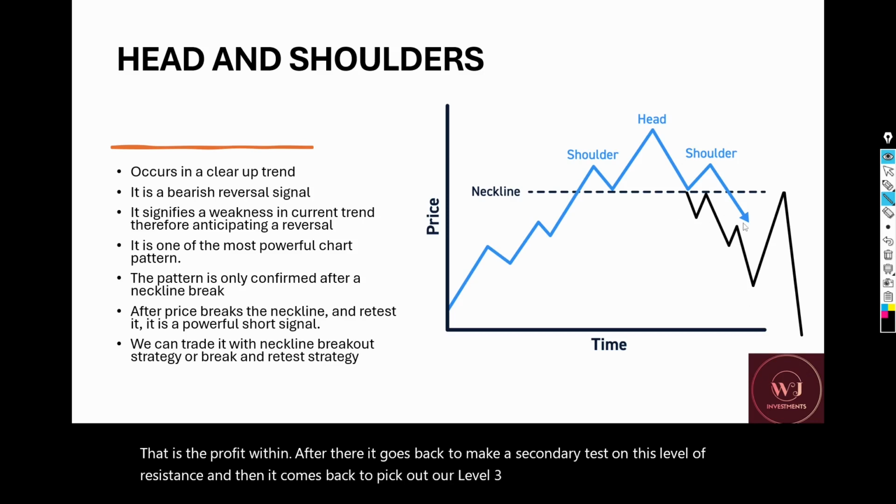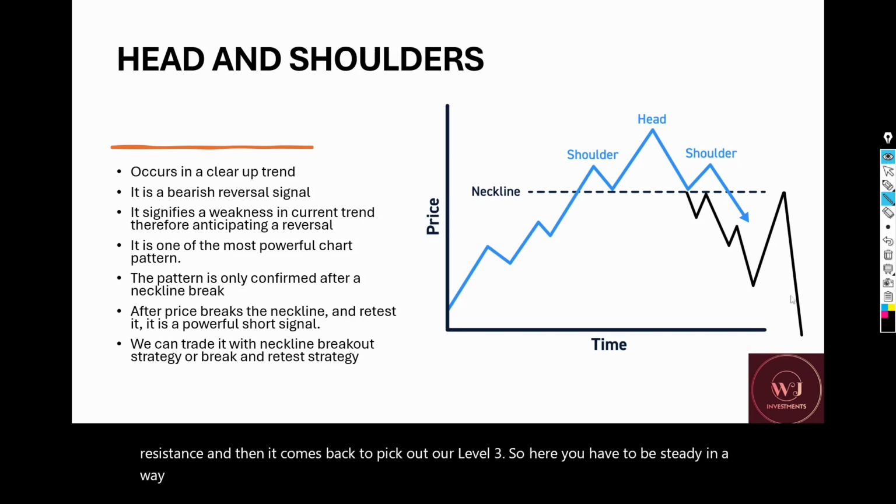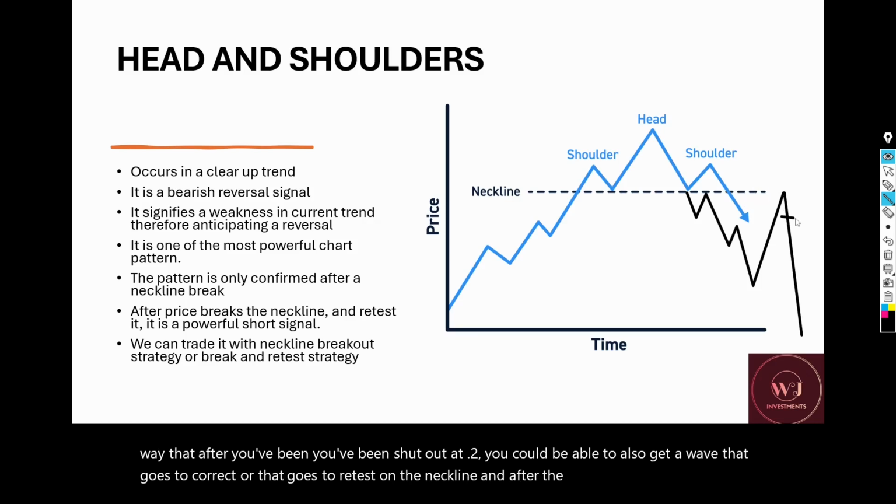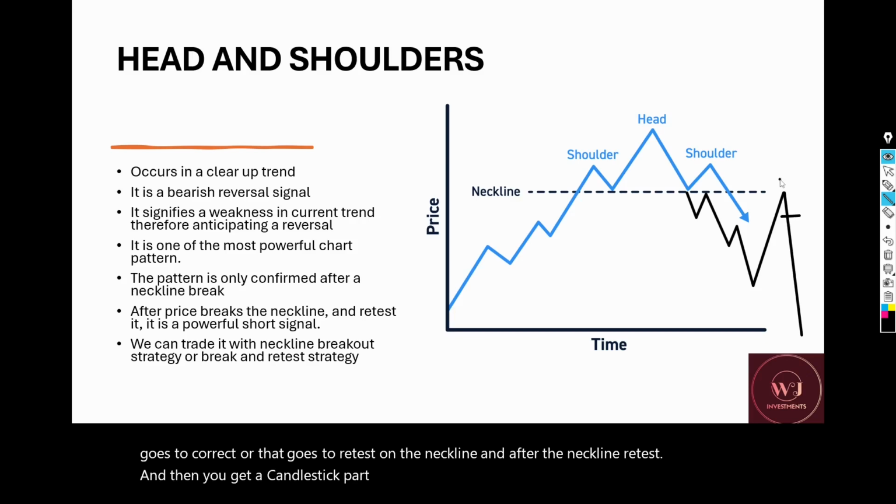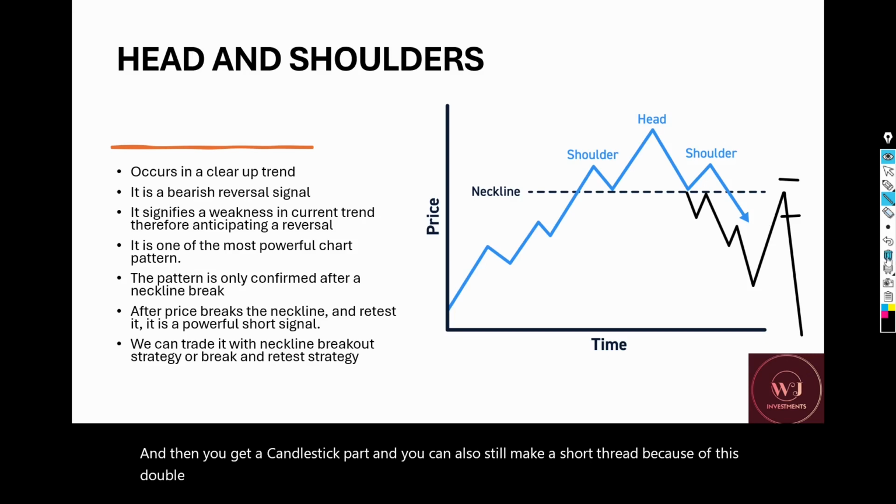So here you have to be steady in a way that after you've been shut out at point 2, you could also get a wave that goes to correct, or that goes to retest on the neckline. And after the neckline retest, and then you get a candlestick pattern, you can also still make a short trade because of this double retest. Okay.